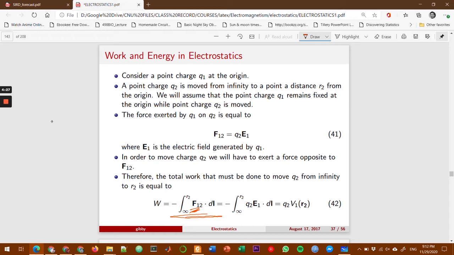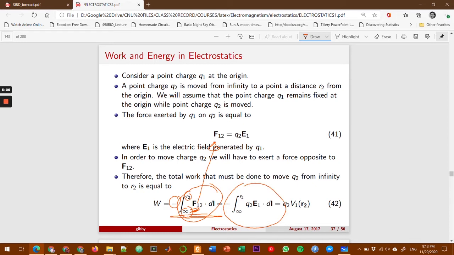Now let's say our reference point for the charge Q2 is from infinity, and then we bring that charge Q2 to a certain distance, say r sub 2. And negative, because it's opposing, the direction of the force exerted is opposite to the electric field on your charge Q2. Okay, so we have this formula. If we substitute F sub 1,2, which is given by this equation, we get this form.